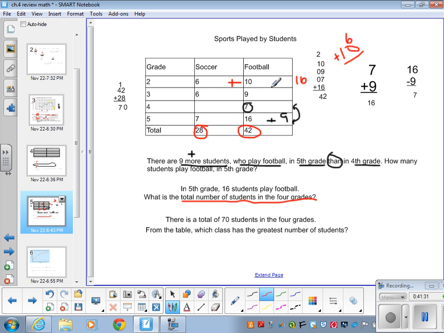Do the same for grade 3. What 2 numbers do we have to add? You're right, 6 and 9. Pause the video, add, and then come back. Alright, 6 plus 9 is 15. Let's do the last one we know. 7 plus 16.